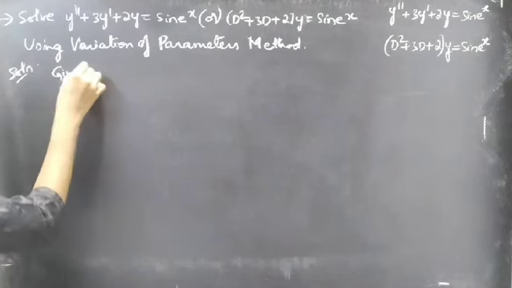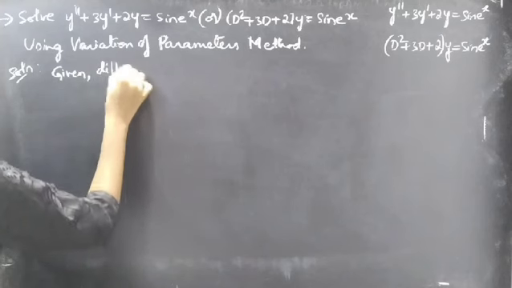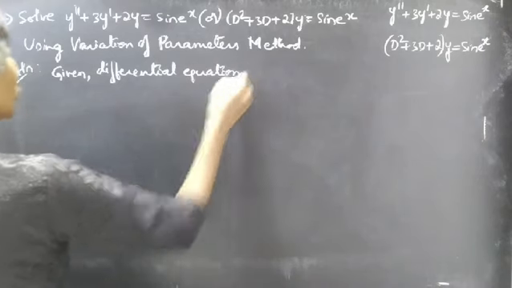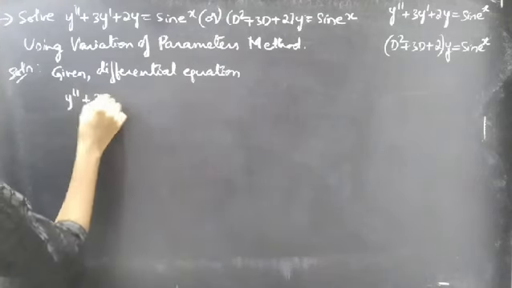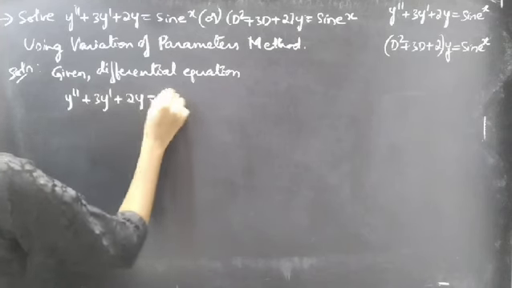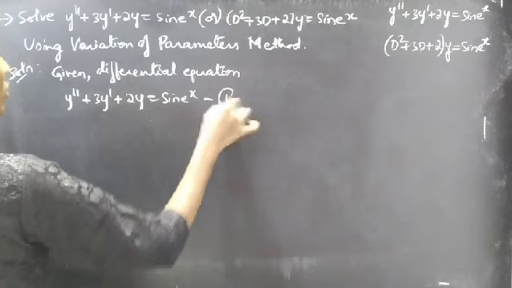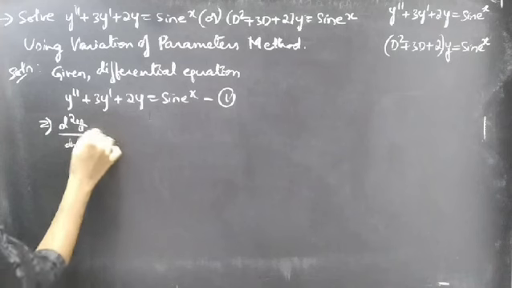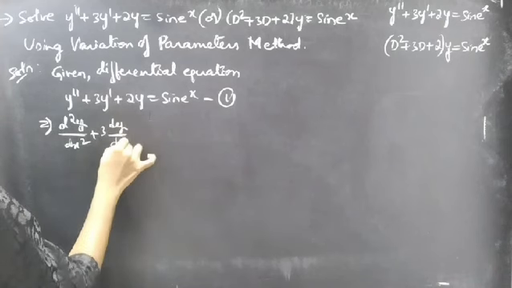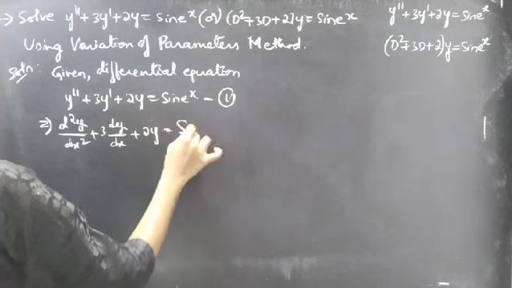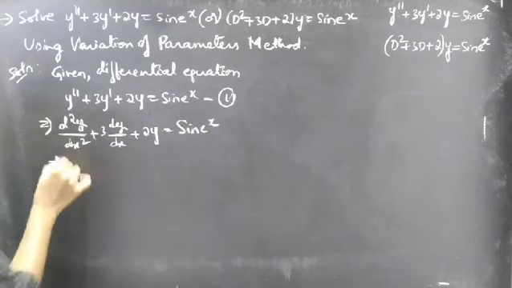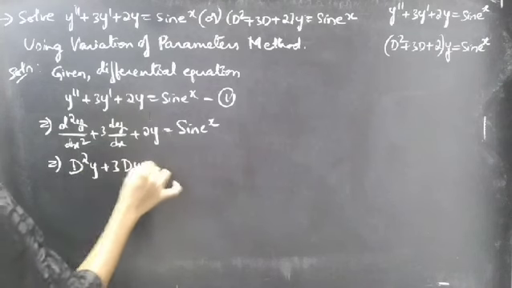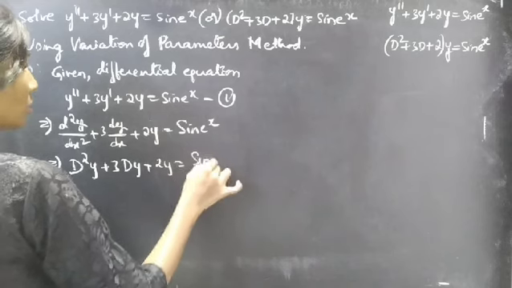Given differential equation, y double dash plus 3y dash plus 2y equal to sin e power x. Consider it as equation number 1. We can write y double dash as d square y by dx square, plus 3 into dy by dx, plus 2y equal to sin e power x. Now we can write d square y by dx square as capital D square y, and dy by dx as Dy, plus 2y equal to sin e power x.